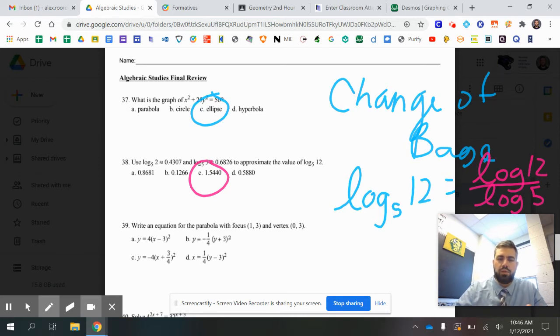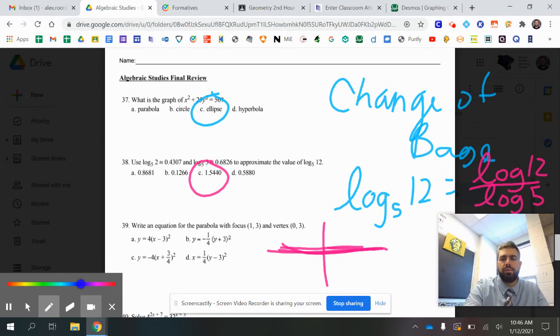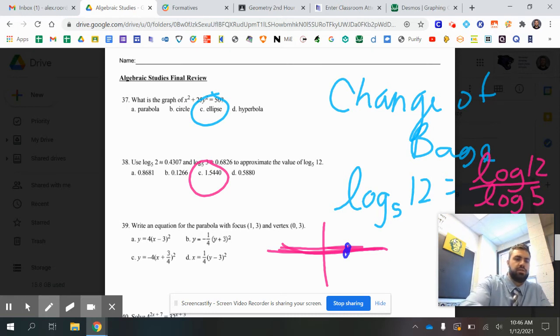Okay, so really what we're asked to do is to find a parabola with focus (1, 3) and a vertex of (0, 3). Okay, so let's think about what that might look like. If I was going to graph that, (0, 3) is right here, right? And (1, 3), oh, excuse me, that's not (0, 3). That's (3, 0). So I'll just start over here.